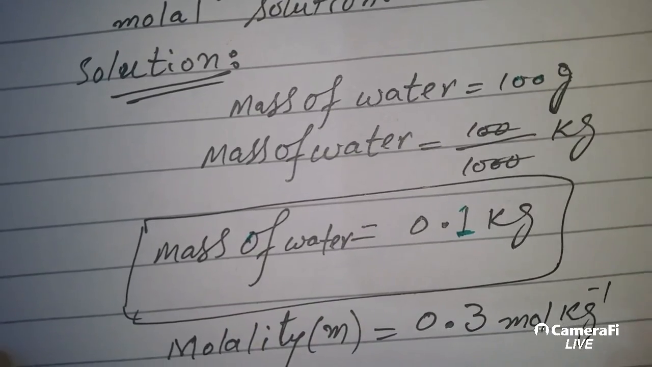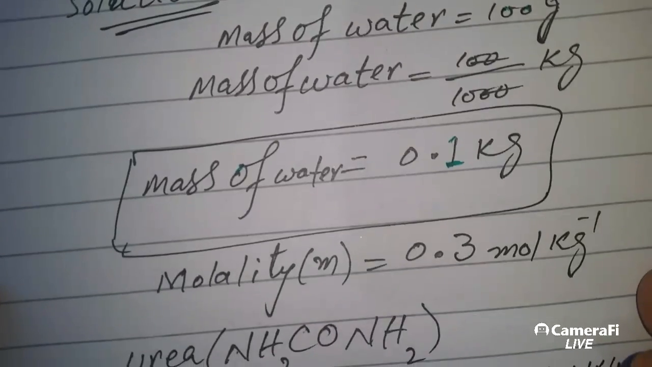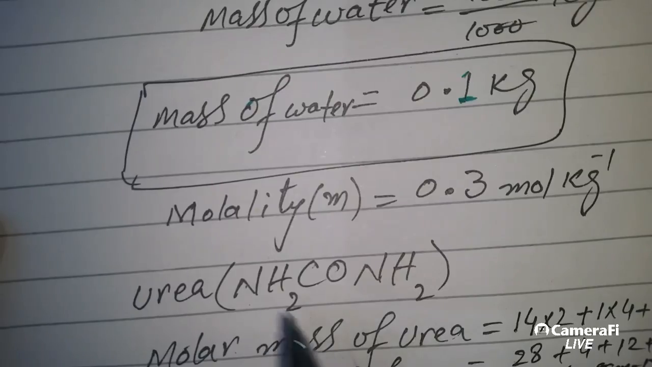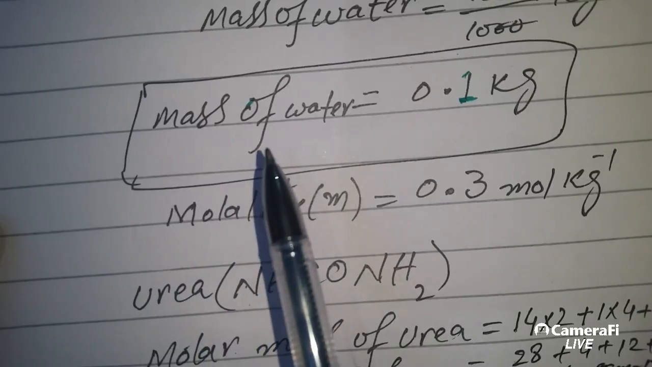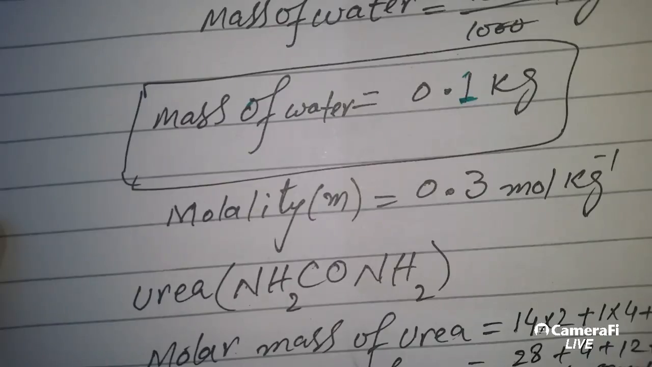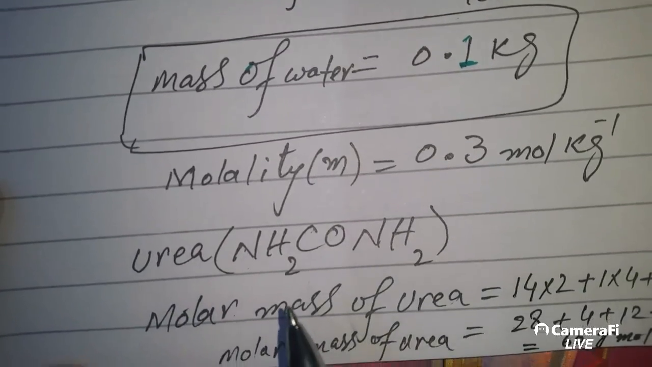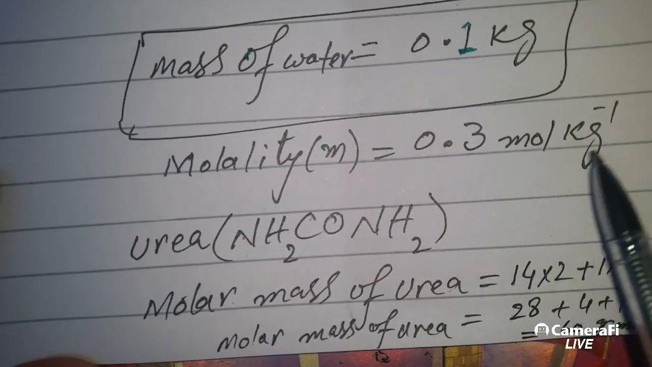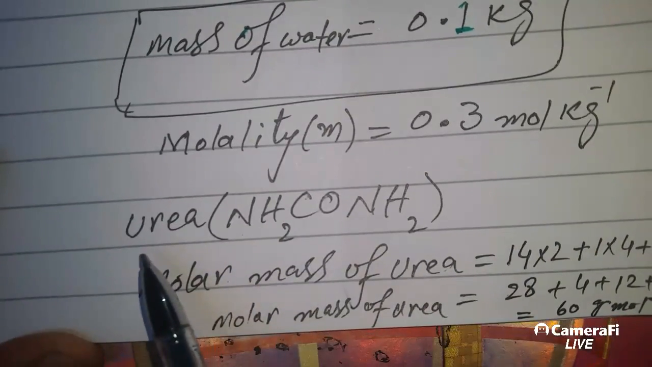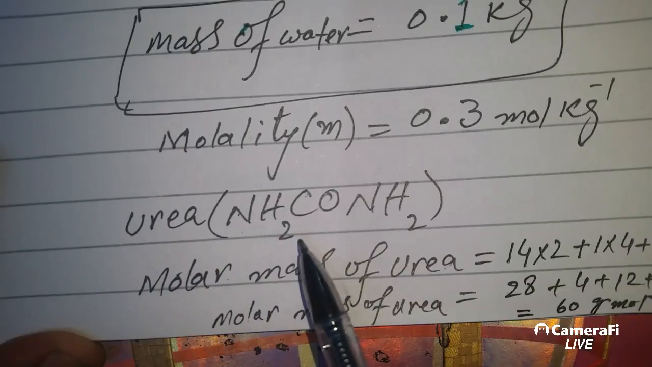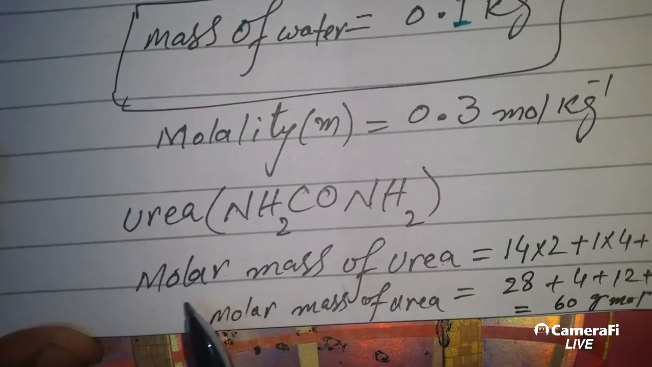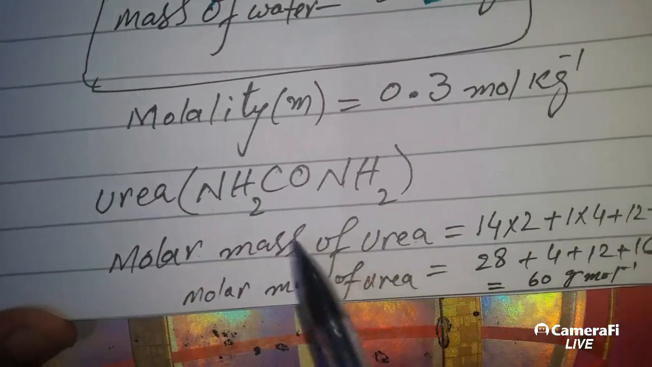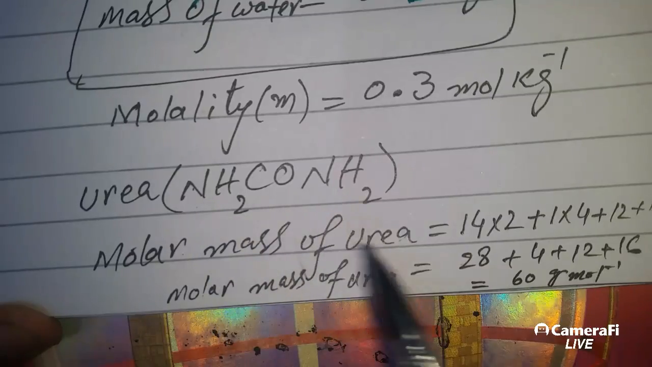Next we want to have the number of moles, but we can't find it because we are not given the mass of urea. Actually we want to find the mass of urea. The molality small m is given as 0.3 mole per kg. So we know the formula of urea, that is NH2CONH2. What we can do is find the molar mass of urea. Here we have 2 nitrogen atoms.